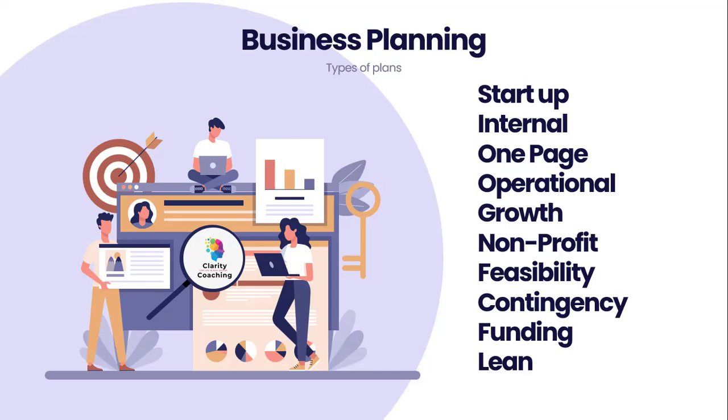The next one on here is operational. So this really focuses on the internal workings of a business, and it has specific plans for each department. So it might have human resources, for example, production, your logistics plan in there, and it often includes short-term objectives or milestones for each of those key units.